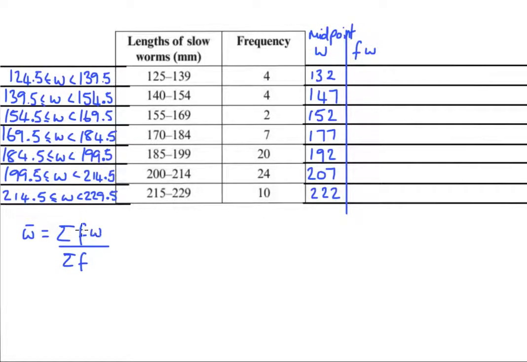So I've got my midpoints sorted, that's what this column shows. And then the next thing I need to do is find the sum of the frequencies times the midpoints. So I'm going to make another column here. And I'm going to do 4 times 132. Four times 147. And it's really easy to make a mistake on these, so make sure you don't go too quickly.